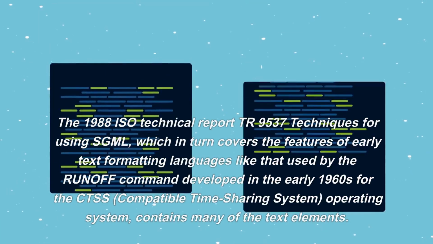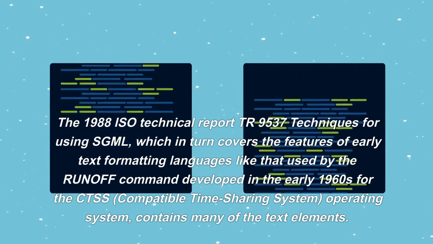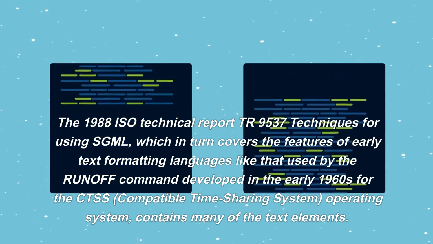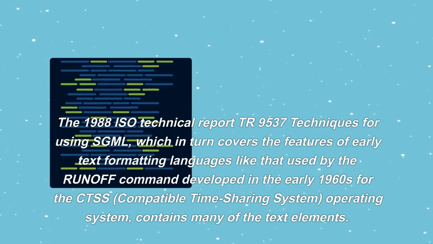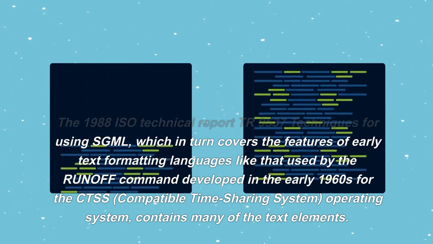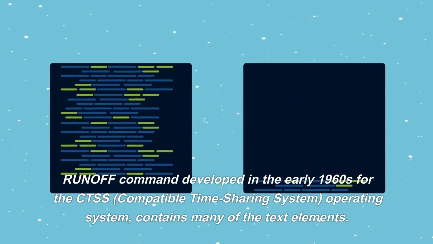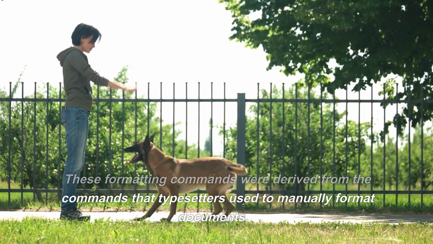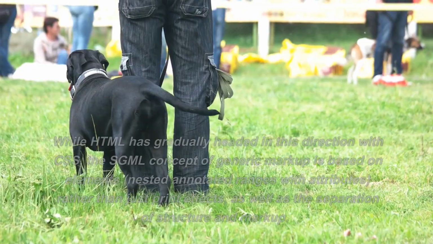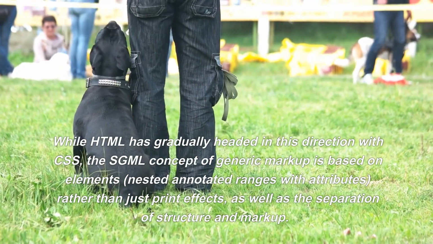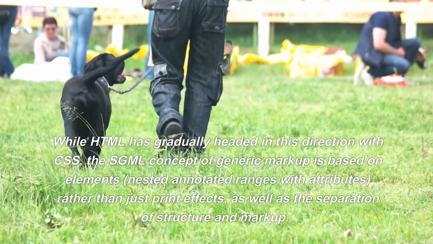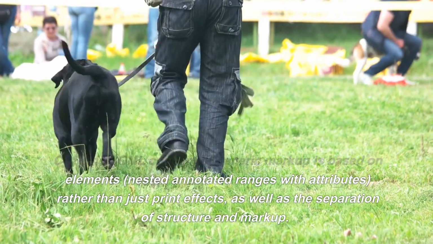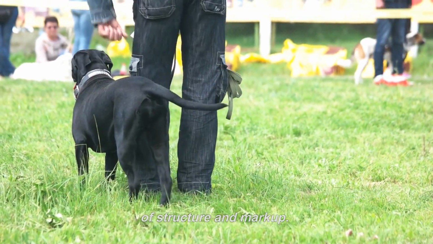The 1988 ISO technical report TR 9537, Techniques for Using SGML, which in turn covers the features of early text formatting languages like that used by the runoff command developed in the early 1960s for the CTSS, Compatible Time-Sharing System, operating system, contains many of the text elements. These formatting commands were derived from the commands that typesetters used to manually format documents. While HTML has gradually headed in this direction with CSS, the SGML concept of generic markup is based on elements, nested annotated ranges with attributes, rather than just print effects, as well as the separation of structure and markup.